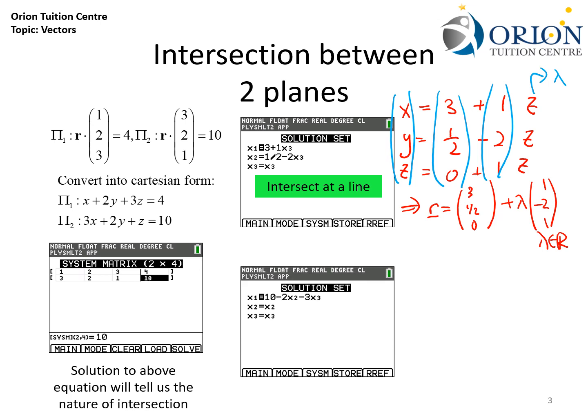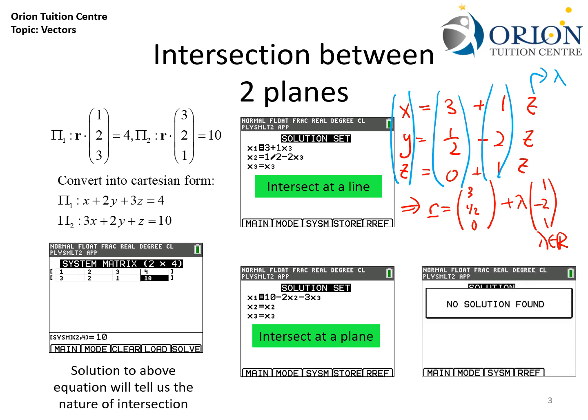Next, we can have a solution screen that looks like this, where x1 is dependent on both x2 and x3. This represents intersection at a plane, or that the two planes are actually the same plane. And finally, we can also have no solution, meaning that the planes are parallel to each other but not the same plane.